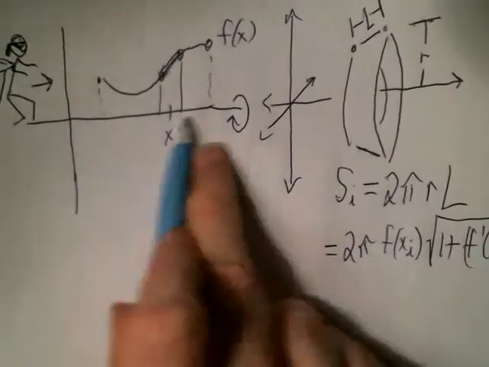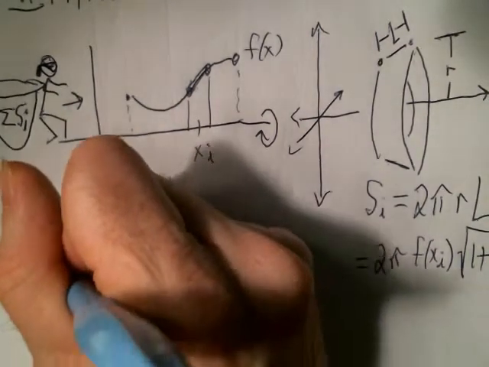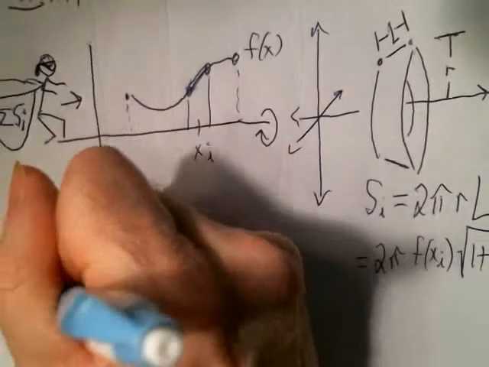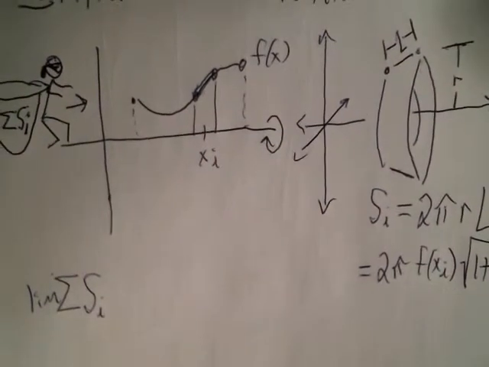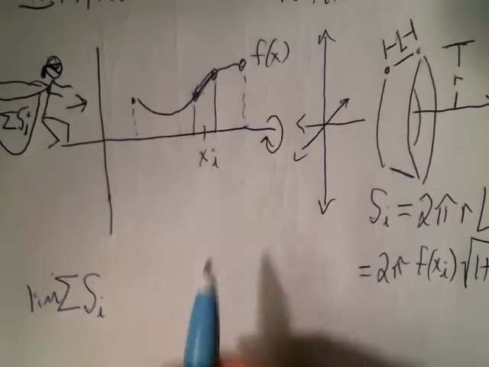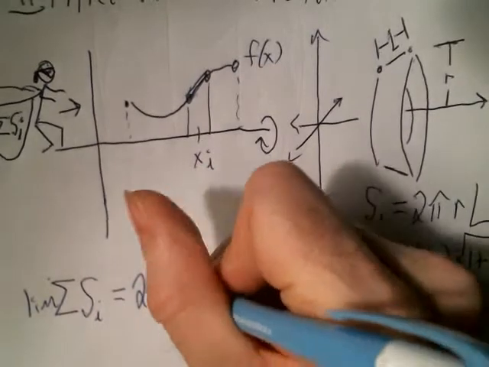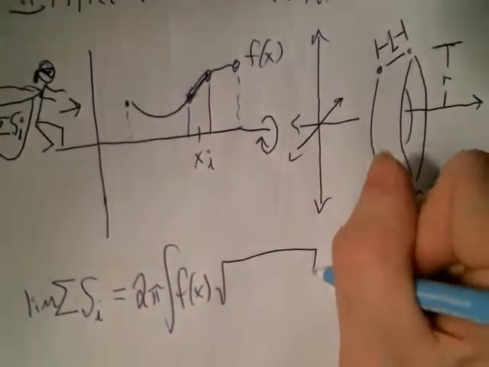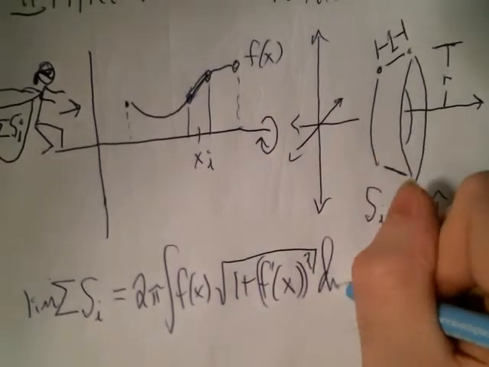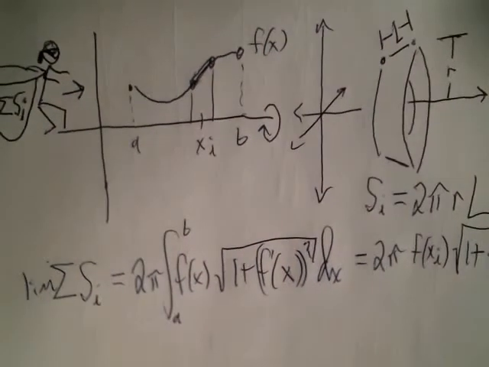So if the running man is zipping across and stealing up all of these guys, what we end up with is the sum of these s sub i's, and then we want to take the limit as the number of these things goes to infinity, or this dimension goes to 0, and of course that will give us our integral. It'll be 2 pi f of x times the square root of 1 plus f prime of x all squared dx, and it's going from a to b in this case, right?